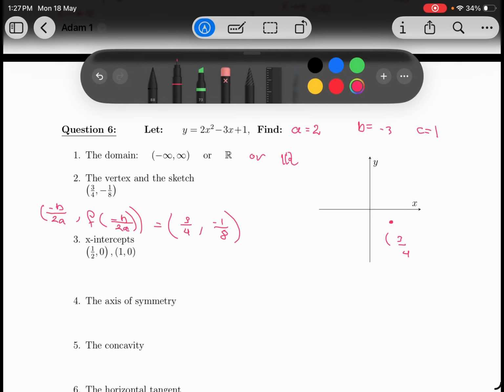3/4 along with -1/8, like that, and at the y-intercept at 1. So it could be something like this, more or less, guys. Of course here it's smoother than this. Somehow this is the vertex, the lowest point in this graph. And the x-intercepts here are 1/3 and 1.